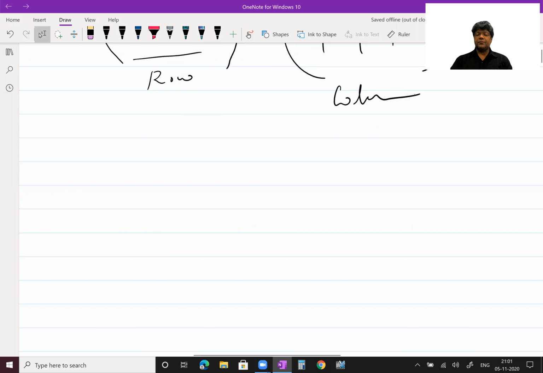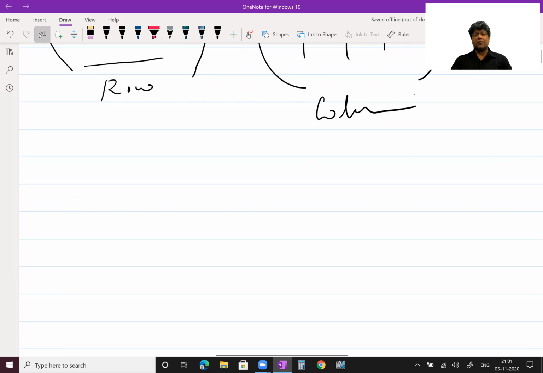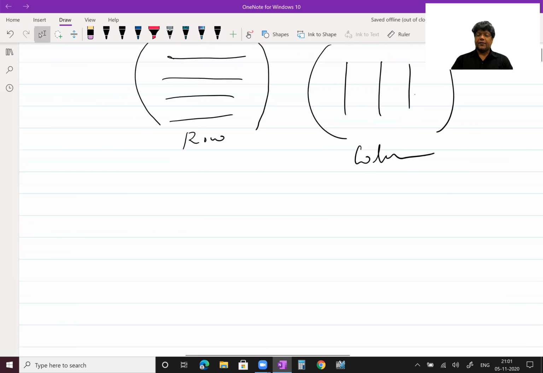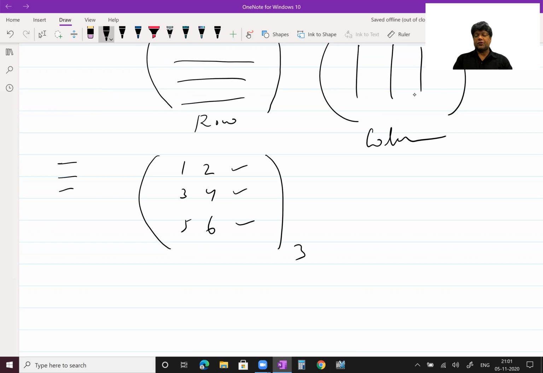Now, two matrices can be added or subtracted. Now, wait. First of all, suppose I write 1, 2, 3, 4, 5, 6. How many rows are there? 1, 2, 3. Three rows are there. And columns, how many? Columns means this vertical. Two columns are there only.